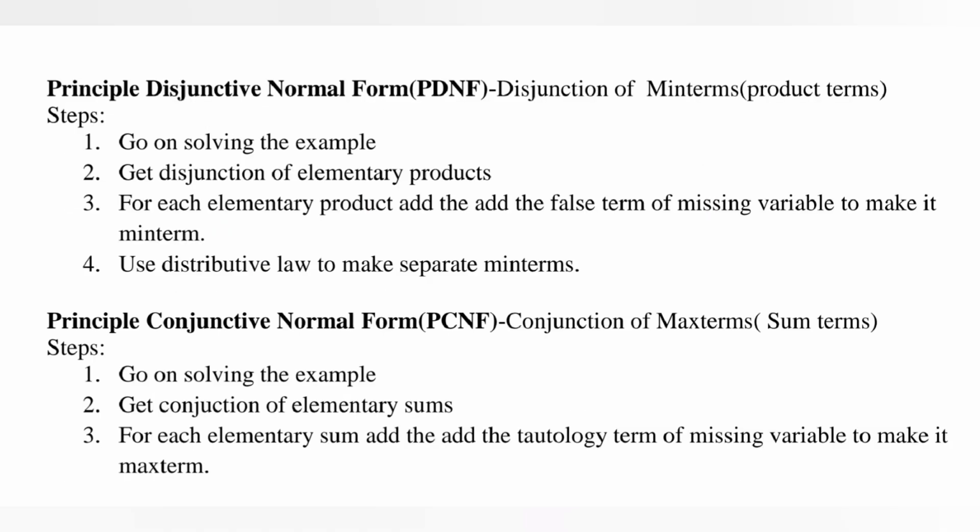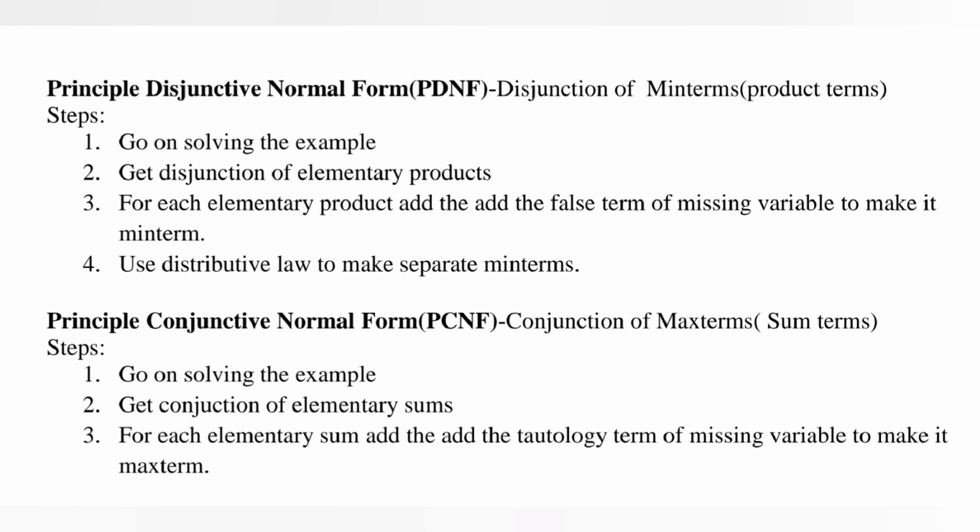So how to solve the PDNF, principal disjunction normal form? Principal disjunction normal form means disjunction of the minterms. First, go on solving the example. Get the disjunction of elementary products. Third step is, for each elementary product, add the false terms of the missing variable to make it a minterm. Use the distributive law to make the separate minterms.